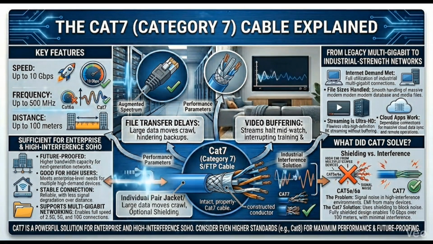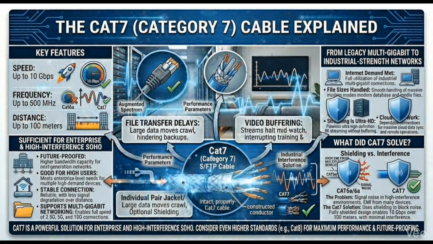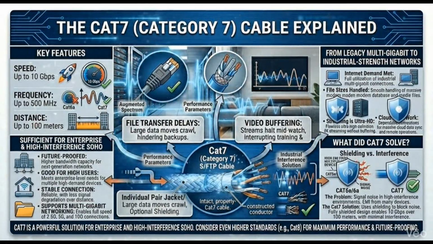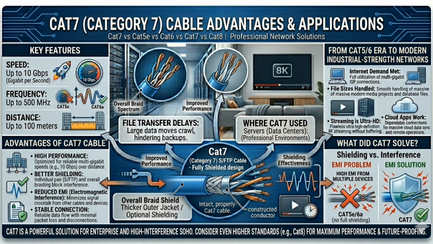Now let's move to the Cat7 cable. Cat7 is designed for professional environments. Key features of Cat7 cables are that it provides speed up to 10 Gbps, frequency up to 500 MHz, it can cover a distance up to 100 meters, and it has a fully shielded design.